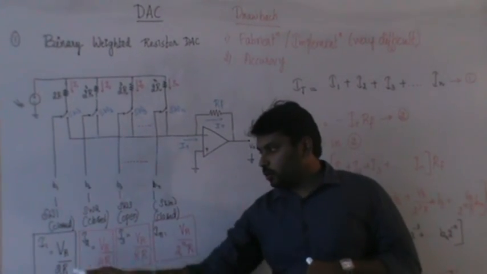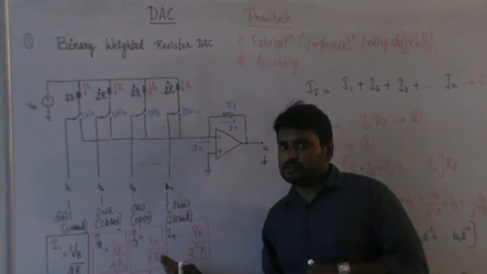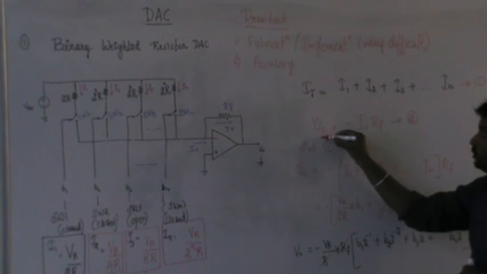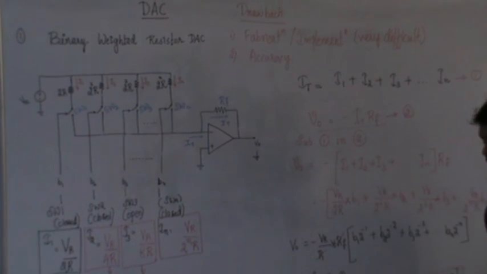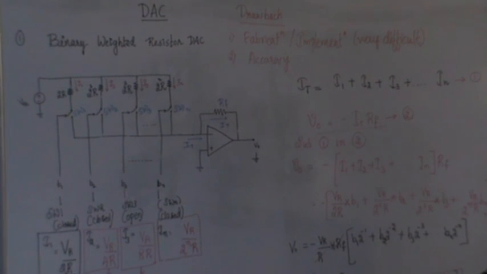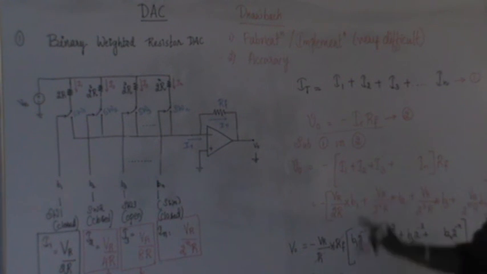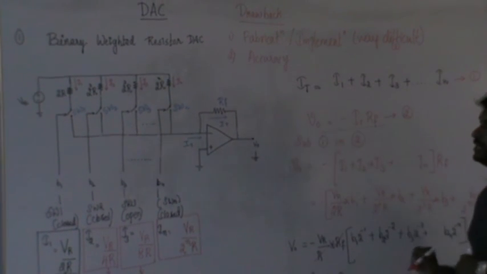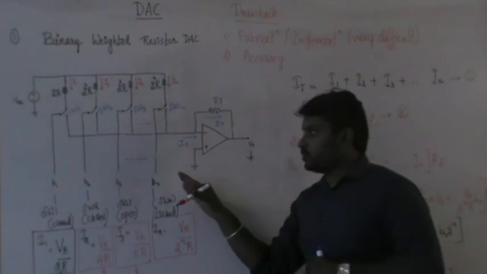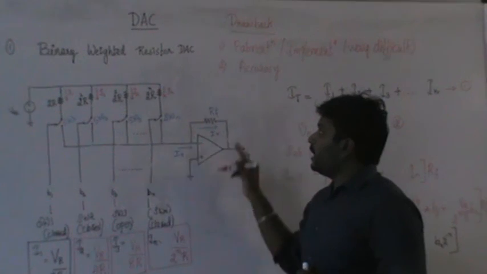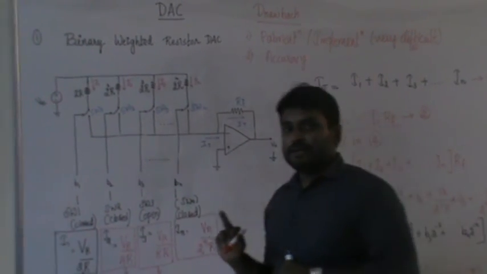And again, I hope you are clear with how to write the equations and how to substitute in this main equation. Finally this will be your final expression for binary weighted DAC. And the drawback will be fabrication and the implementation is very difficult as we are growing the number of bits, and again the accuracy is a little bit less.